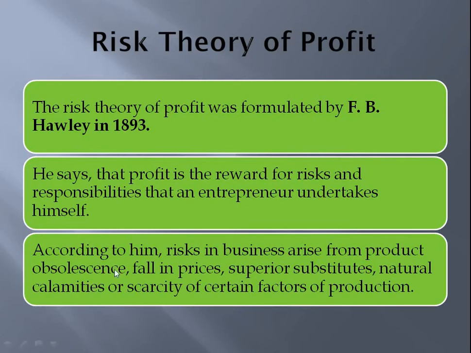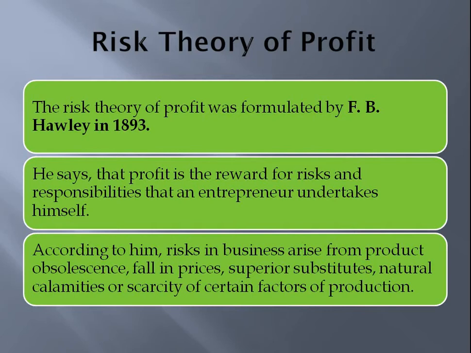The second one is fall in prices. If the prices fall, it might be natural or man-made. I'll tell you how naturally. Due to natural calamities, prices might fall. Due to the lack of demand, prices might fall. Man-made, for example, if there are government rules and regulations which are making your prices fall. If it is the competitors who are making your prices fall, then it is a risk for business.